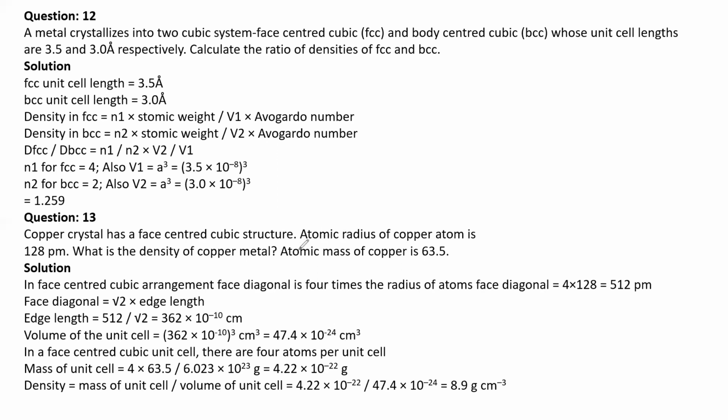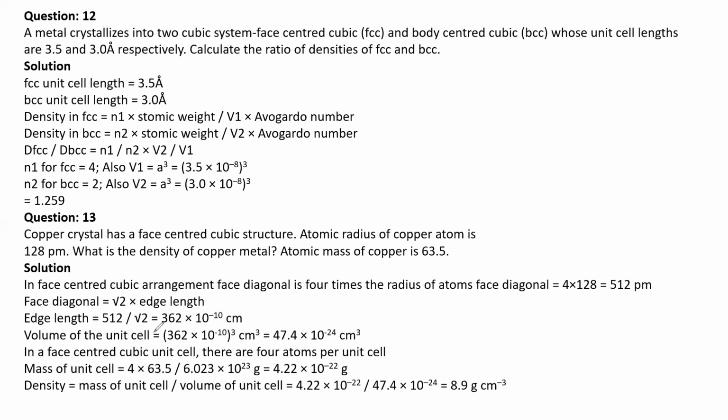But they have given here only the atomic radius. From the atomic radius, we have to find the edge length. In a face-centered cubic arrangement, the face diagonal is 4 times the atomic radius. That is 4 into 128, that is 512 picometers. And face diagonal is equal to root 2 into edge length. So edge length is equal to 512 by root 2.